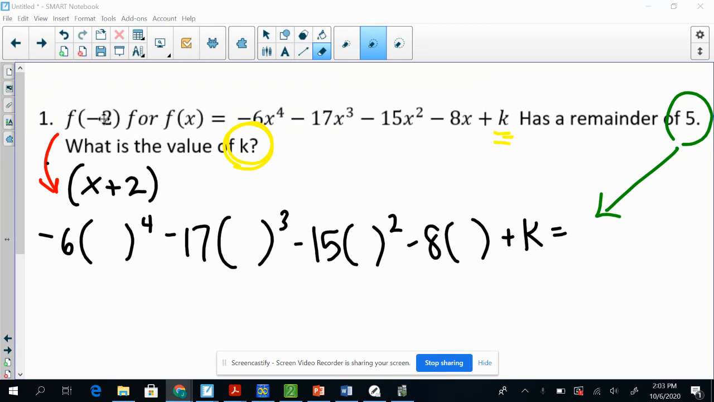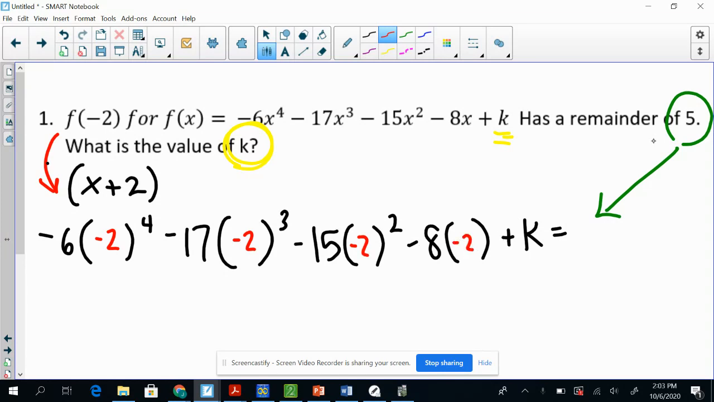So f of negative 2, that means we're going to plug that negative 2 in all of these spots. It's going to be plus k, and then it tells us we have a remainder of 5, which means it equals 5. Because in our remainder theorem yesterday, we were plugging in our negative 2 all the way across, and then trying to find out what the remainder was. So they gave me the remainder, they gave me my x value, now I'm looking for k. So you're going to add all this together, or put it together, in your calculator.